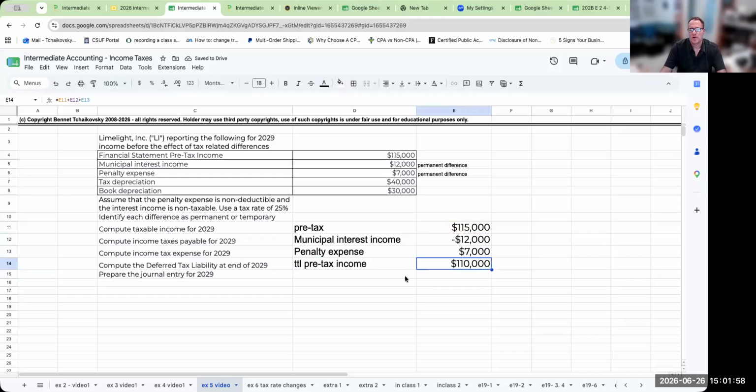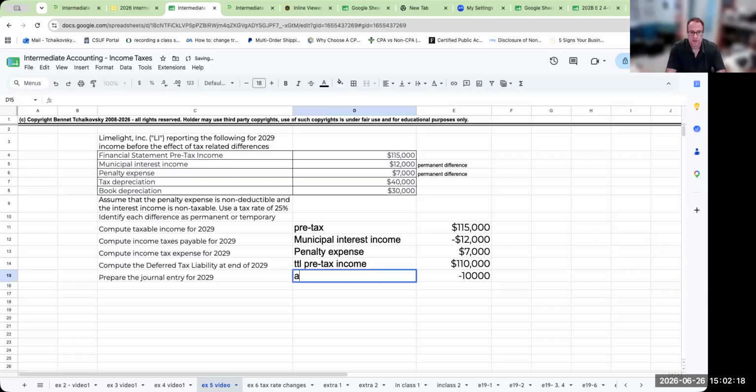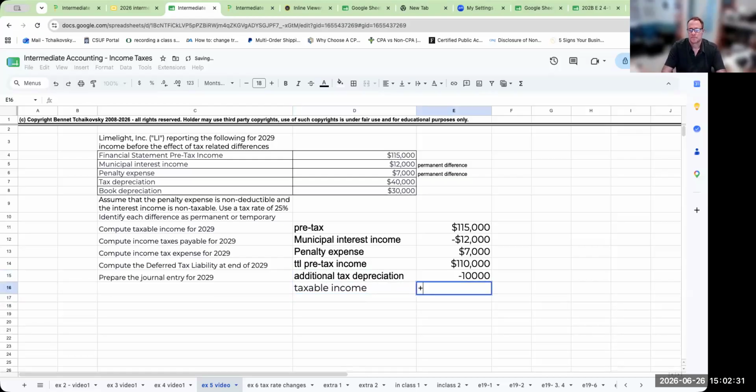Now, with regards to my taxable income, and remember, we're going to deal with the permanent differences first. Now we're going to deal with the temporary differences. So if my tax depreciation is 40,000 and my book depreciation was 30,000, then I'm allowed an extra 10,000 of additional tax depreciation. So my taxable income is going to be $100,000.